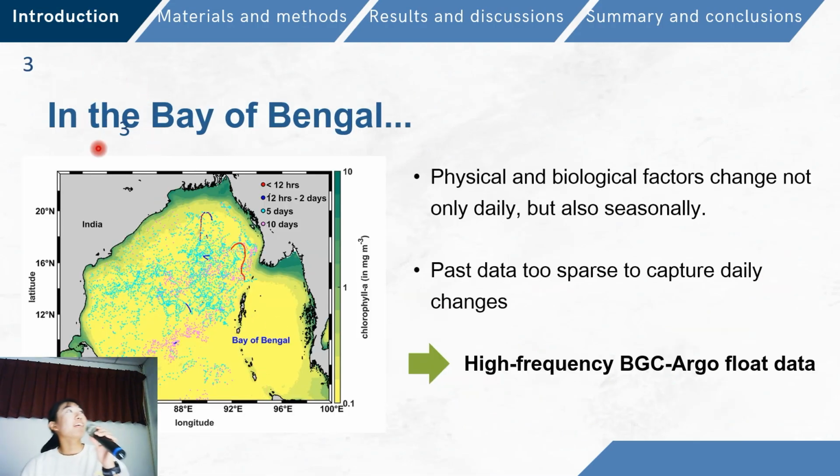And our study is in the Bay of Bengal. The previous paper showed physical and biological factors change not only daily but also seasonally. However, past data are too sparse to capture daily changes. So we use the high frequency BGC-Argo float data to study the Diel variation.